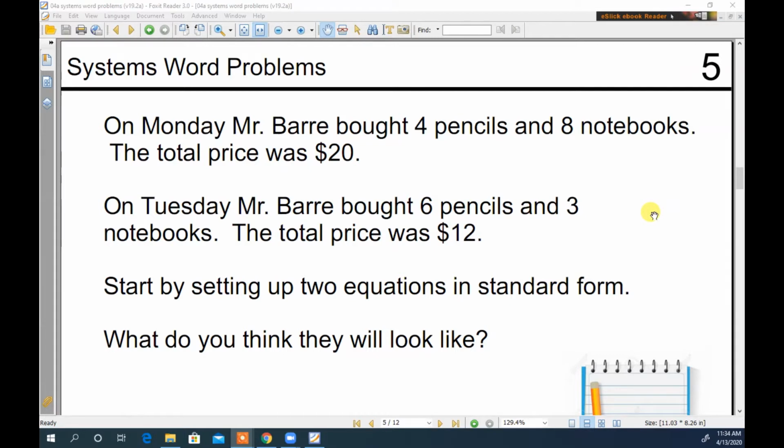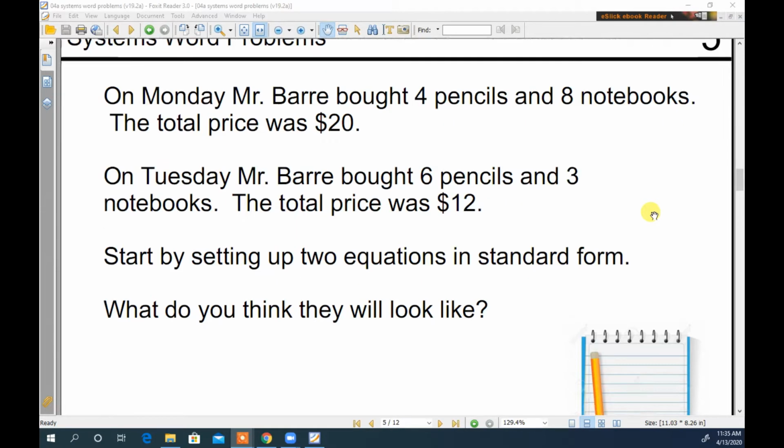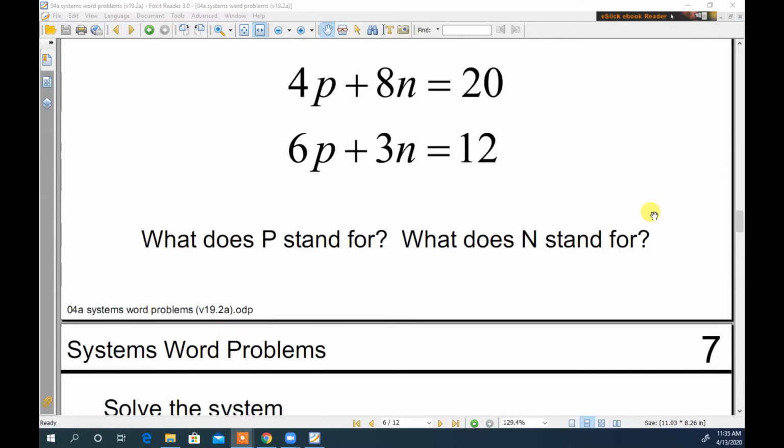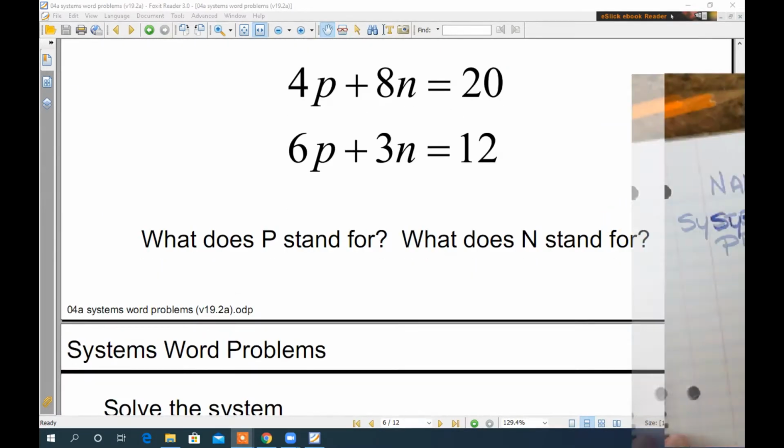So that exact problem, here's what we're going to do. We're going to set up a system of equations that models this. So we're going to set up 2 equations in standard form. Any ideas what those 2 equations would look like? Well, this is what they look like. Let's get this into our notes.